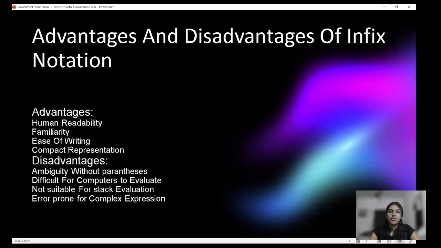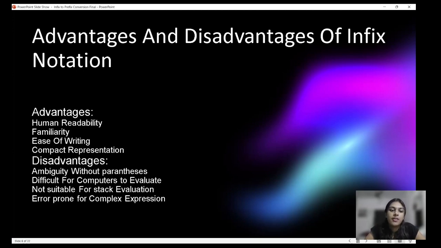Now, the advantages and disadvantages of infix notation. The advantages of an infix notation are human readability, familiarity, ease of writing, and compact representation. Infix expression is the way we write any mathematical problem, so it's easier for us humans to understand. It is familiar to us and easy to write, and the representation is good.